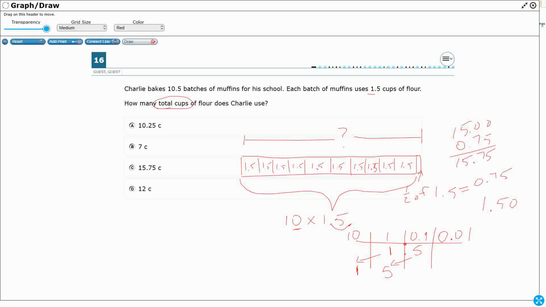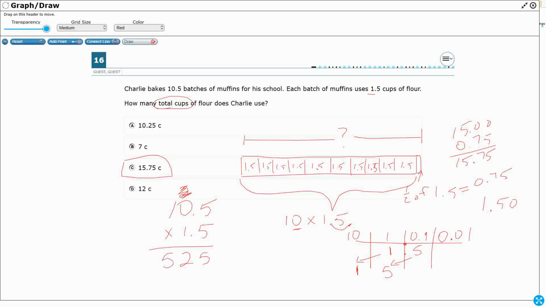Now that's kind of a long way to do it. We could just multiply, right? So it would end up being a 3 by 2, but we can multiply the 10.5 times the 1.5. We end up ignoring the decimals. We treat it like 105 times 15 is what we do. So let's multiply. 5 times 5 is 25. 5 times 0 is 0. Add that 2, and then 5 times 1.